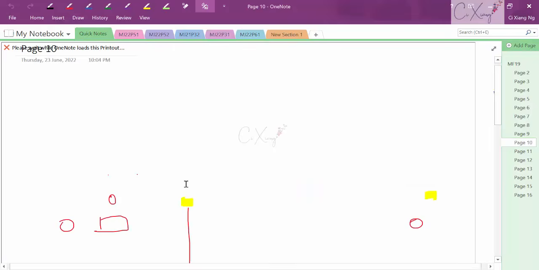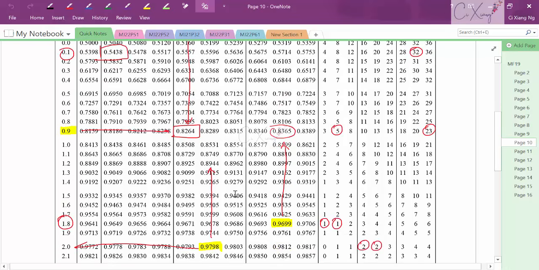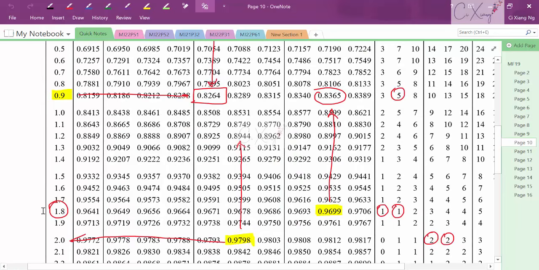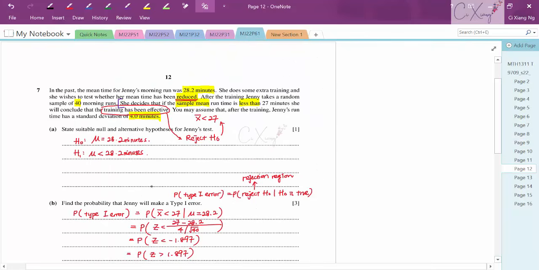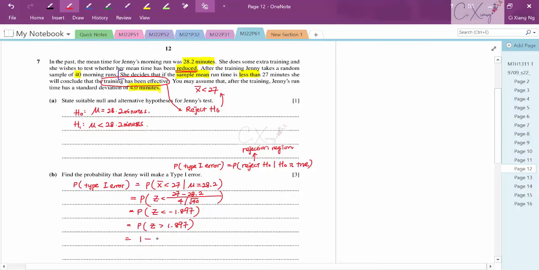So for 1.897, we look for 1.8 here. 1.89 is 9706. 1.897 means that you have to add a 5. So 9706 plus 5, you get 9711. Okay, so I will write 1 minus 0.9711. From here, if I simplify it, I will get 0.0289. This is correct to 3 significant figures. Okay, so this is how we get the probability for type 1 error.